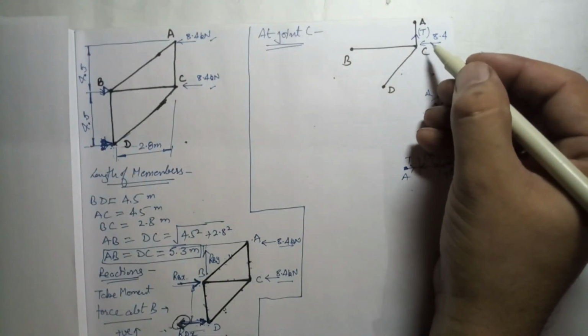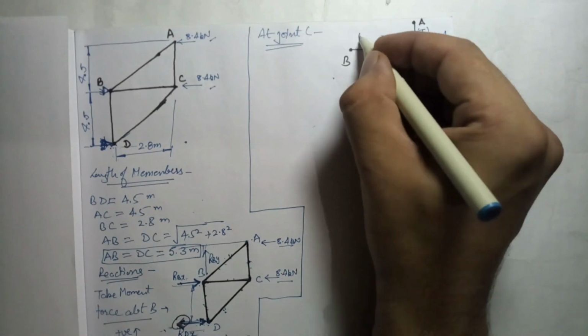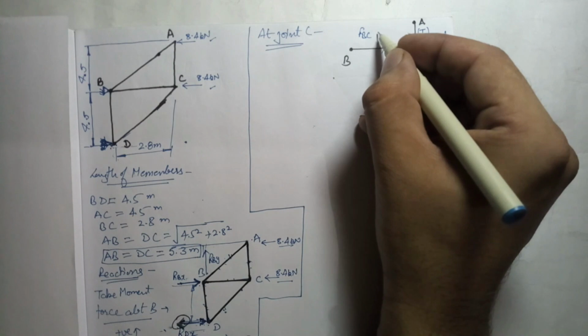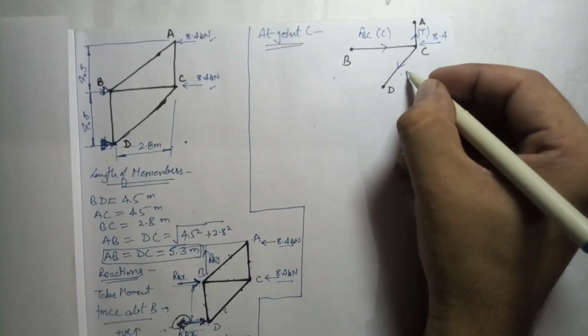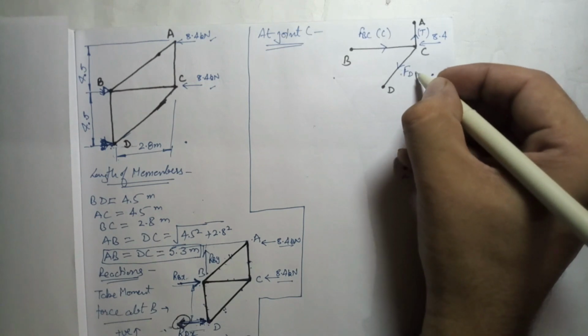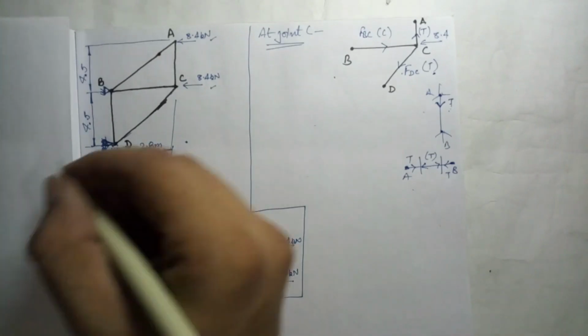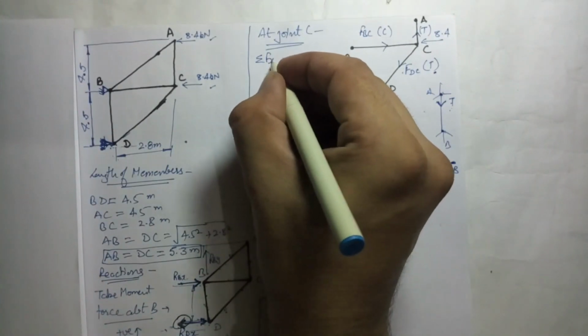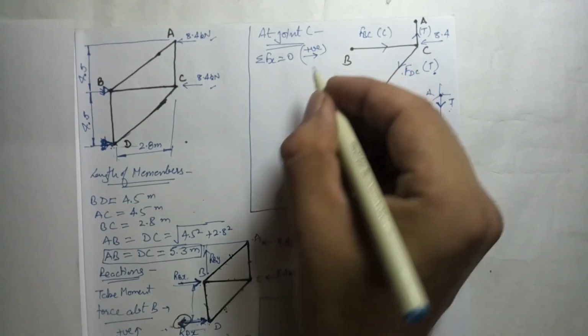So this is AC. Now after that BC. Let's say I assume a force FBC and take it as compression, just an assumption. And here also I assume a tension force FDC, or CD, you can say. Now we will find out the value. Again, first Fx equal to 0 we will apply. Let's say I have taken right side positive.